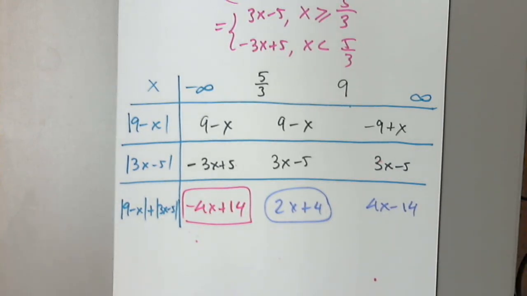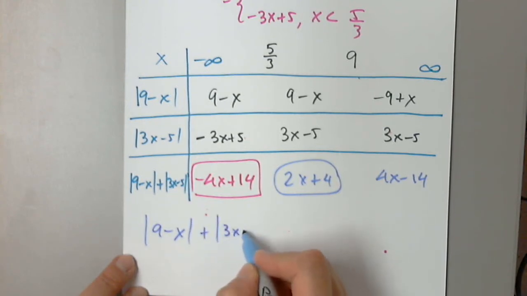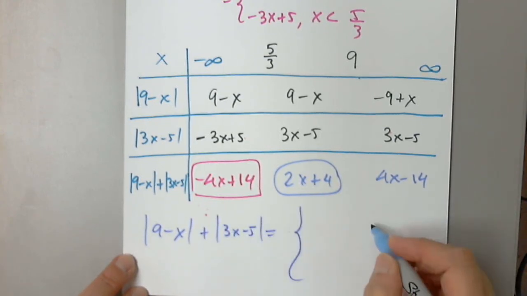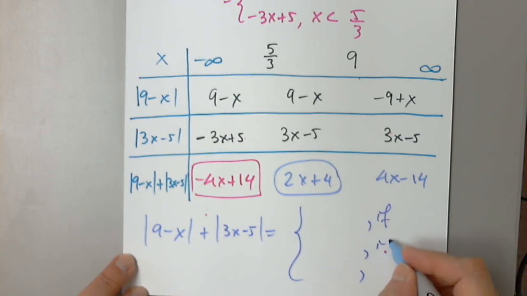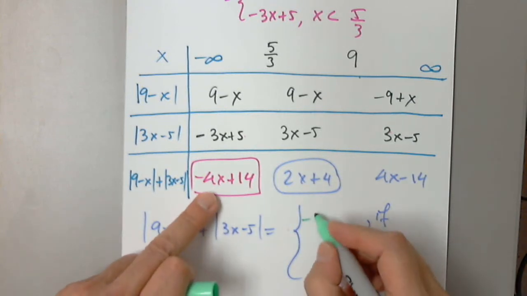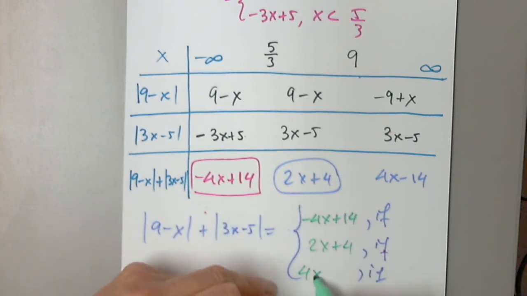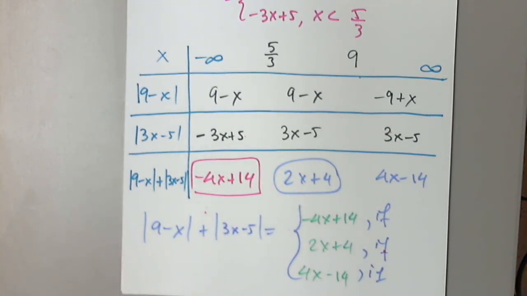Good. So, the absolute value of 9 minus x plus 3x minus 5 has 3 possibilities if, and please tell me what to write. You can only put the equal symbol once, anywhere you want, but only once. So, obviously, the first piece is negative 4x plus 14, the second piece is 2x plus 4, and the last one is this. But now the if.